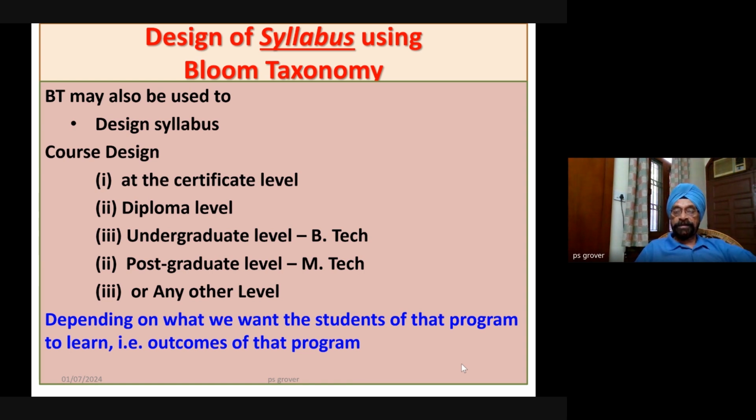Syllabus is very important. It's the central issue of any curriculum. How do I design a syllabus which enables me to achieve the program outcomes, hence satisfy the industry requirements or stakeholder requirements? We see that. Now here, Bloom taxonomy plays a very important role. It is the central role. Now, do we prepare a syllabus using Bloom taxonomy? It can be done at a certificate level, diploma level, BTech, MTech, or any other level, depending on what we want a student of that program to learn, the outcomes of the program.